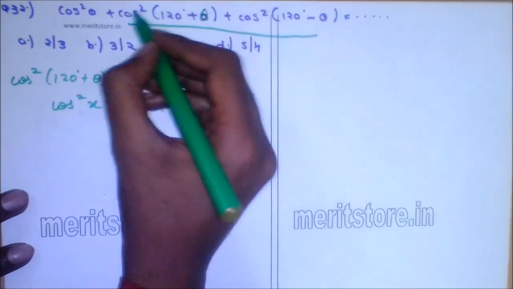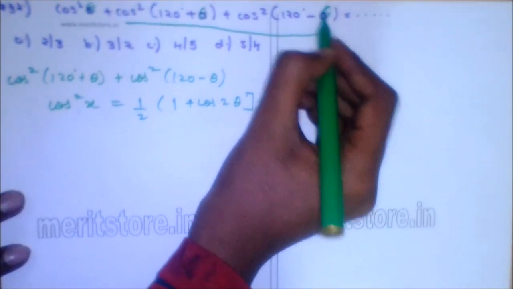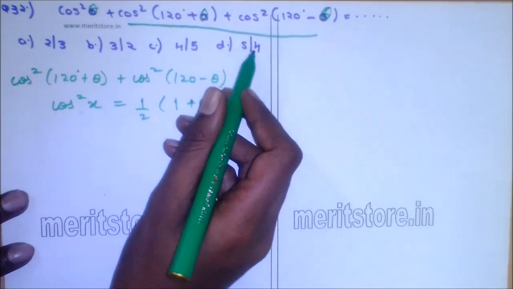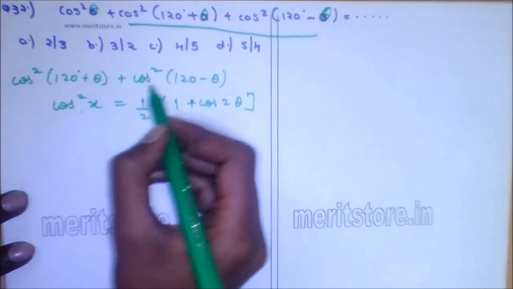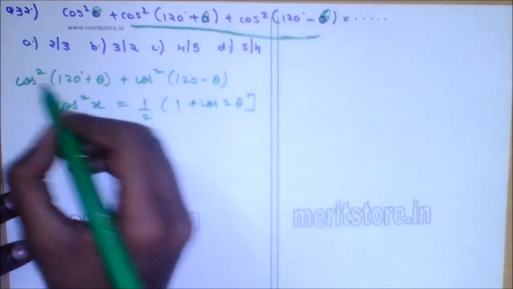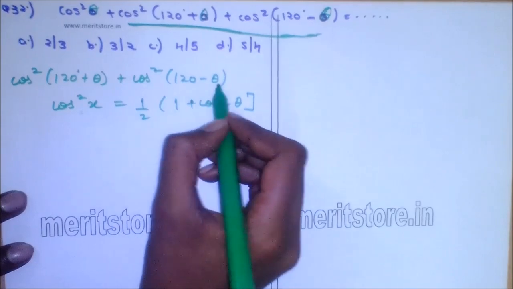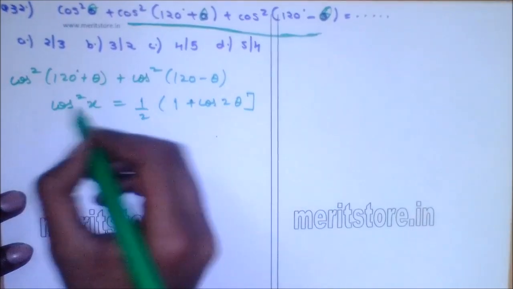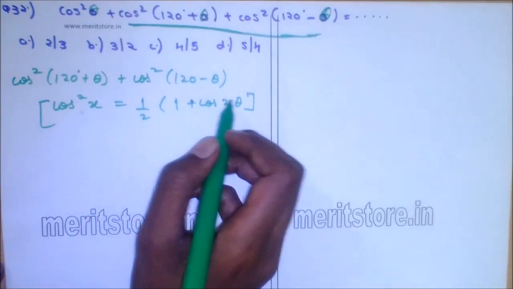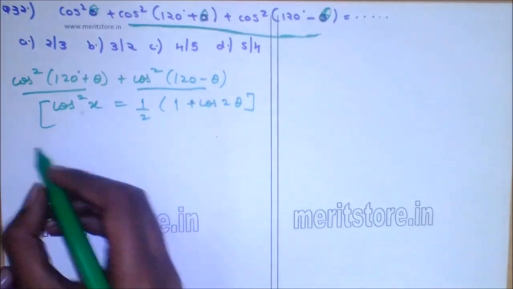Question is, we have to find the value of cos square theta plus cos square (120 plus theta) plus cos square (120 minus theta). The options are 2 by 3, 3 by 2, 4 by 5 and 5 by 4. So first we consider this term and we simplify it. So cos square (120 plus theta) plus cos square (120 minus theta). Now cos square x is half into 1 plus cos 2x.